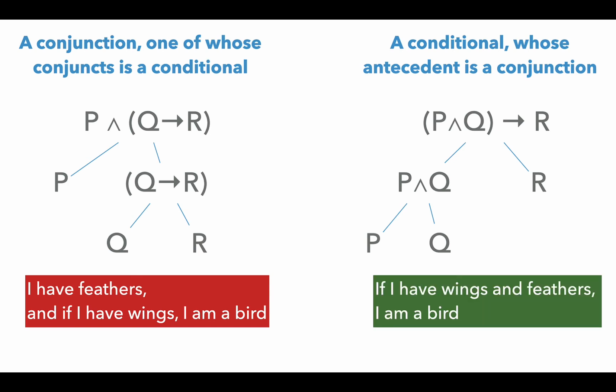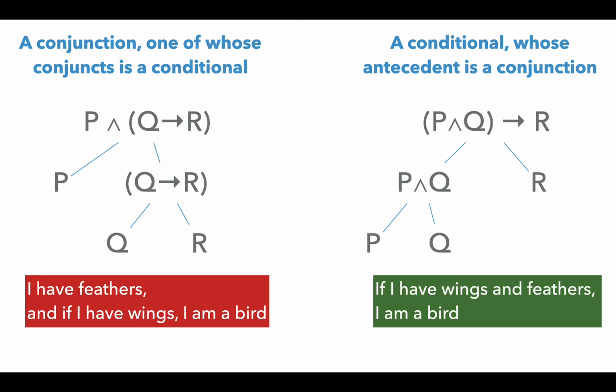If I have wings and feathers, then I'm a bird. Well, it's not clear what else I could be besides a bird. Bats, for example, don't have feathers. Insects have wings, but they don't have feathers. I'm not sure what has wings and feathers but isn't a bird. So it's at least possible that that conditional is true.